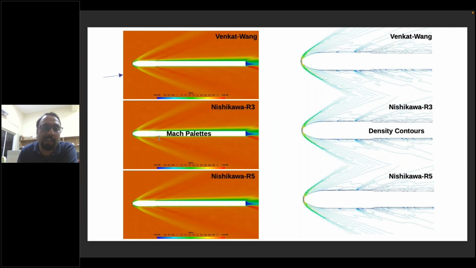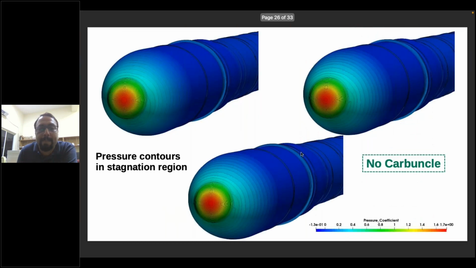So here we have Mach contours on the left hand side. You can see various features: an oblique shock and expansion zones, and many small shocks running wherever the flow finds an obstruction. In supersonic flow, you will have small oblique shocks. The right hand side is the density contour, and then the nose cap region. And okay, these are the pressure contours in the nose cap.